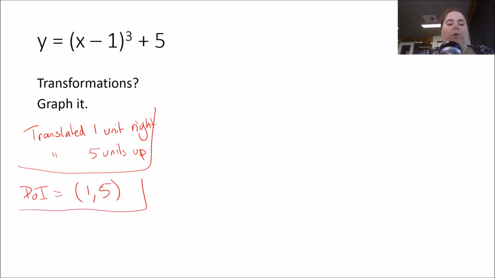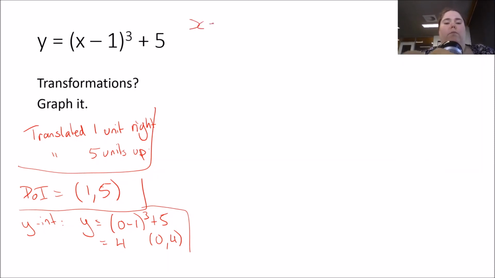Then I can get my y-intercept when x equals 0. So that's nice and easy. We just sub in x is 0. So then we've got negative 1 cubed, which is negative 1. Negative 1 plus 5 is 4. So there's my y-intercept. Then if I can, I also want to get the x-intercepts.